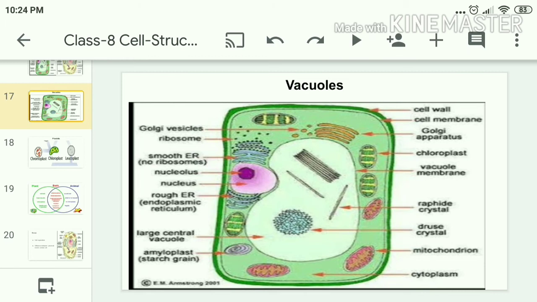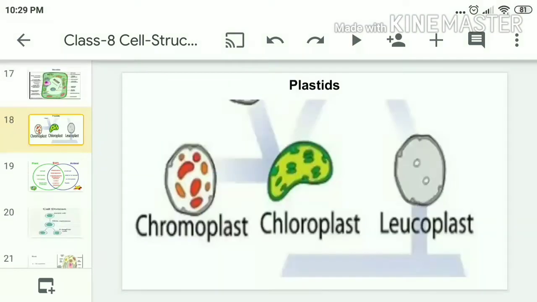In a plant cell, vacuoles are large. In animal cells, if present at all, they are small. Similar to animal cells, a typical plant cell has the cell membrane, cytoplasm, nucleus and mitochondria. Plant cells also have large vacuoles that contain a liquid called cell sap.